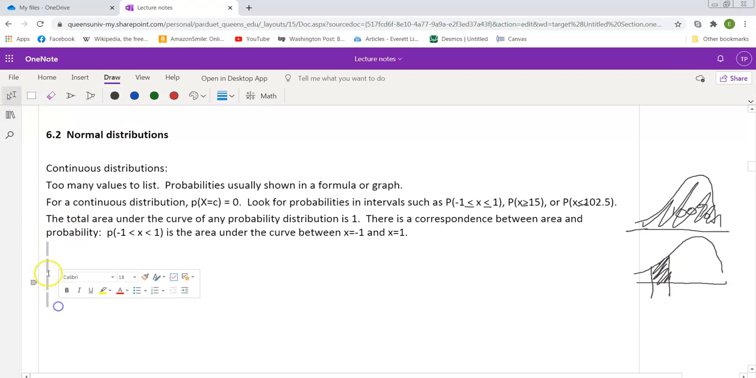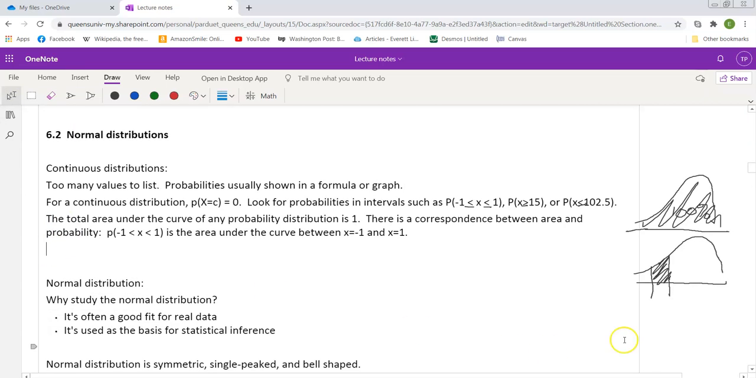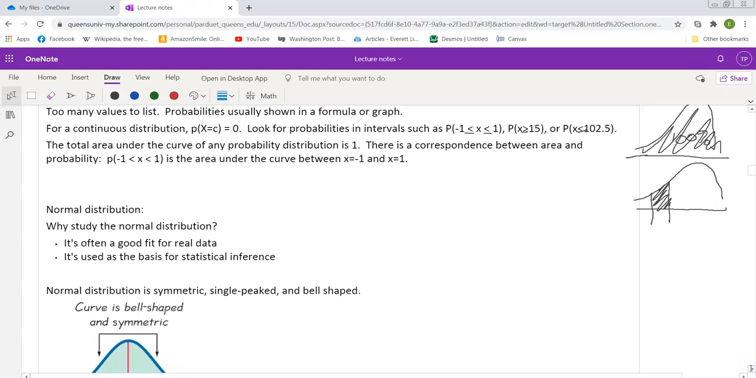And we'll see how to do those shortly. So now let's talk about normal distributions in general. The normal distribution is important to study because a lot of things fit the normal distribution, so it can be used to model a lot of real life things. It's also used as the basis for a ton of statistical inference.